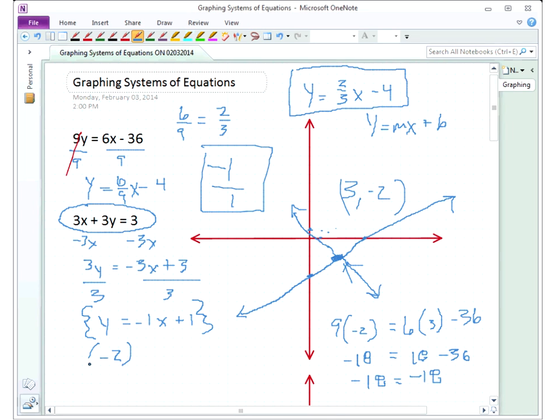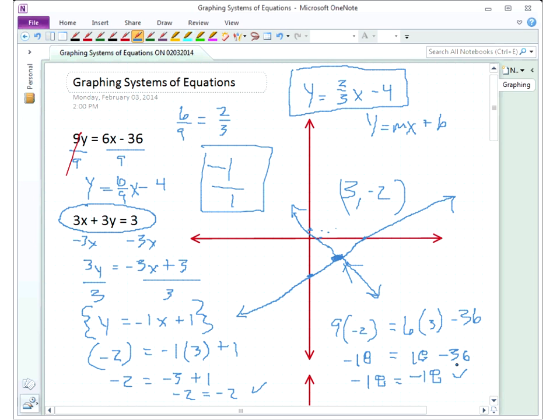So let's plug in the -2 for the y equals -1, and then x is 3 plus 1. -2 equals -1 times 3 is -3. And you can see here you're going to get -2 equals -2. So I've checked it in both, and the solution there, the point of intersection, actually solves both of the linear equations. So it looks like we're all set there, and looks like we did a good job.